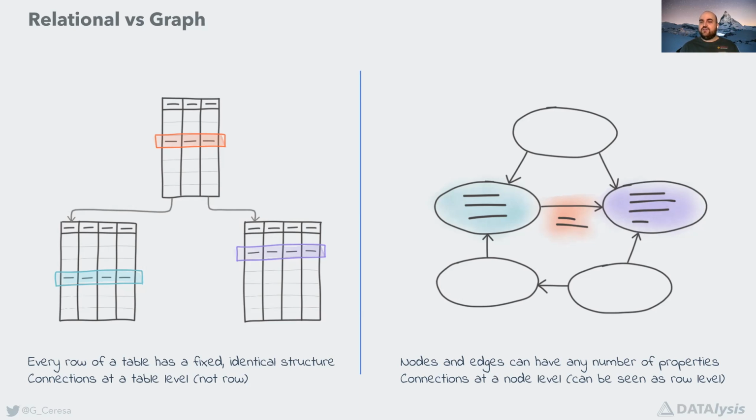And because every single node has a different number of properties, and the edges as well, it's like if in your database table, every row would have different columns. This is really the difference. It's like going a level deeper in granularity. The joins are at the row level. The number of columns is defined at the row level. That's really how the two compare, I would say.